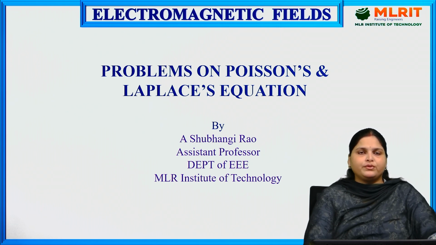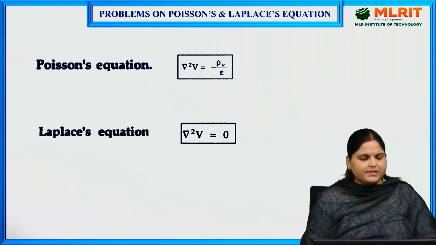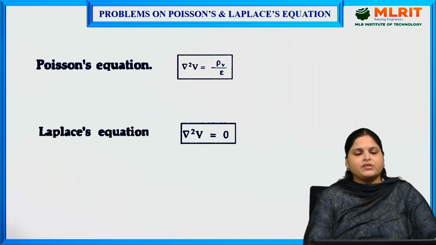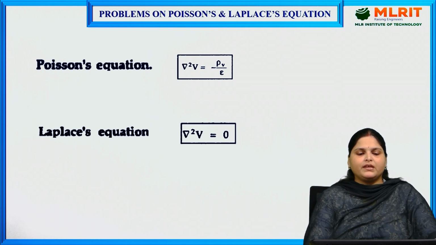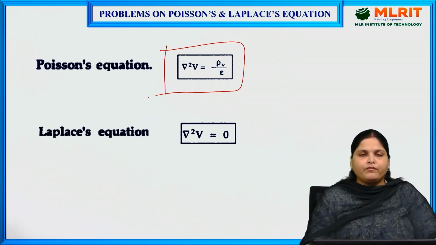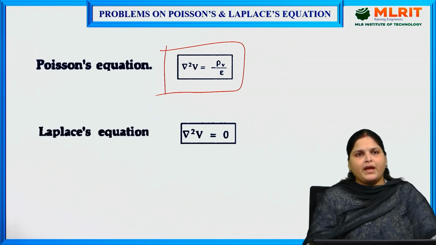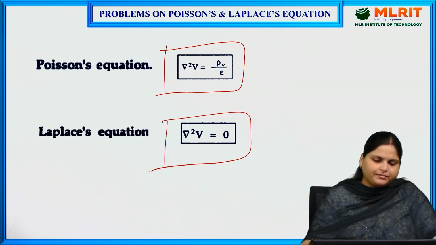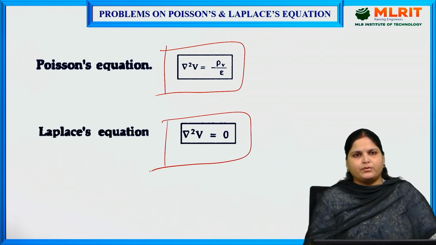Today, we are going to discuss some problems on Poisson's and Laplace equation. Let us see the formula of Poisson's and Laplace equation. Poisson's equation is given by del square V is equals to minus rho V by epsilon. That means Laplacian of V is equals to minus rho V upon epsilon. And Laplace equation is given by del square V is equals to 0.